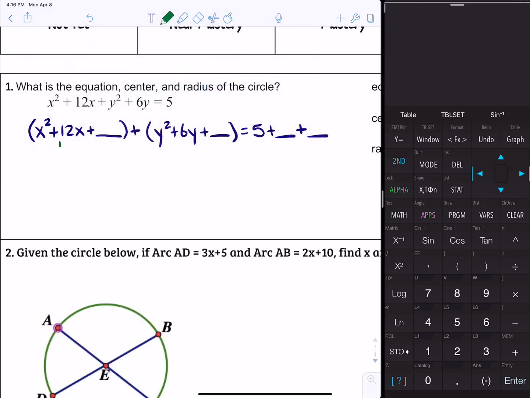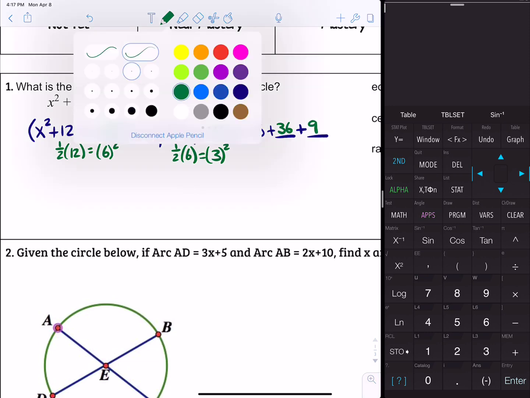And then to get the number that goes in the blank, you always take half of that middle number. So in this case, half of 12 is 6, and then you square that number. So we would get 36, and make sure you add that to the right as well. On this one, we take half the middle number, which was 6, which is 3. Square that, and we get 9.